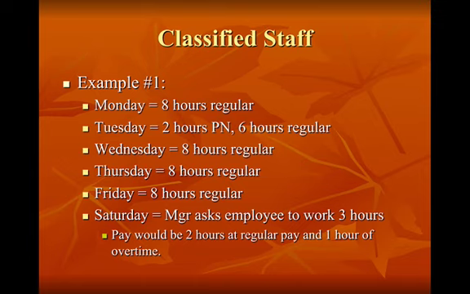Let me show you an example. This employee worked a regular shift on Monday. On Tuesday they had 2 hours of PN, but then they came into work and worked 6 hours. Wednesday, Thursday, and Friday, they had their regular 8-hour shifts. A manager has asked them to work on Saturday for 3 hours. They would be paid 2 hours of pay at a regular rate of pay and 1 hour of overtime because they are not paid overtime until the employee works over 40 hours in a week. So in this employee's time card, when they receive payment, they'll receive their regular 40 hours of work, 2 hours of PN, and 1 hour of overtime.